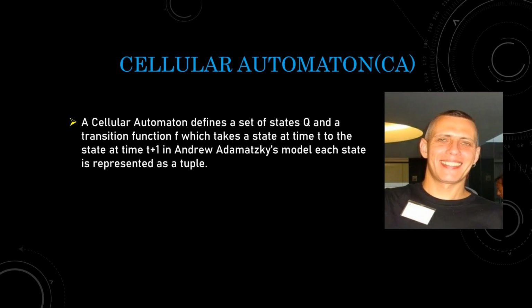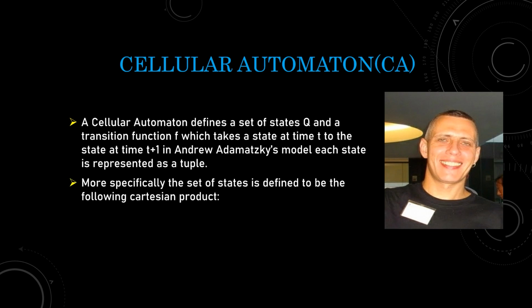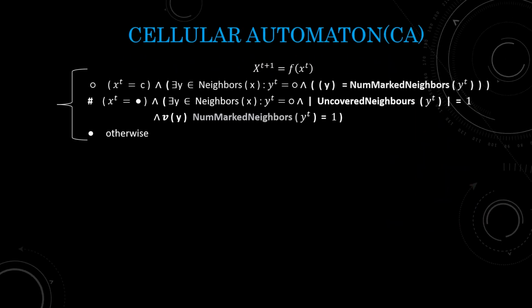Let's take a closer look at cellular automaton. A cellular automaton defines a set of states Q and a transition function f which takes a state at time t to the state at time t plus 1. In Andrew Adamski's model, each state is represented as a tuple. More specifically, the set of states is defined to be the following Cartesian product. So these are the transition functions.